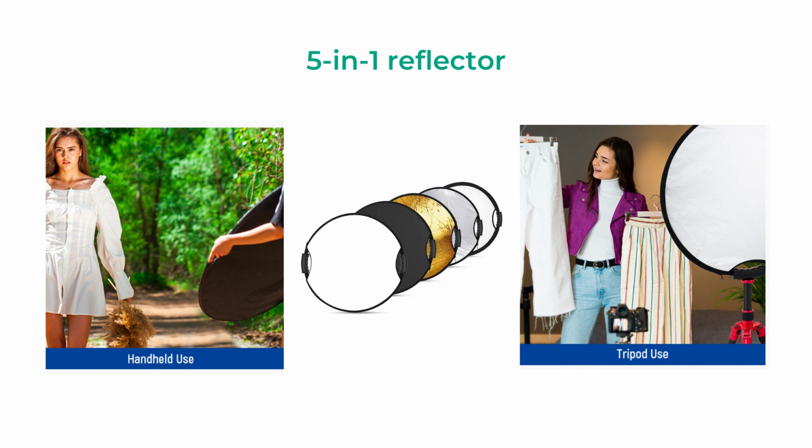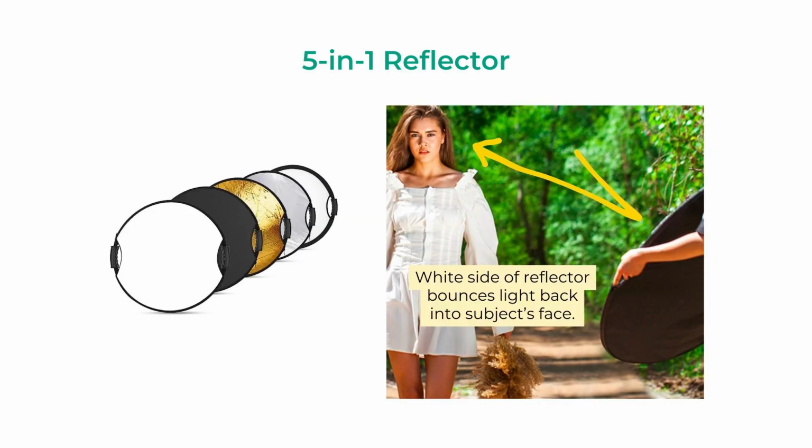But just some pictures of a 5-in-1 reflector in action. It can be used outside as well as indoors. In this picture right here, the sun is bouncing down into this white reflective surface and then bouncing directly into the subject's face here. And you can tell because her face is brightly lit. If this reflector wasn't there, then this part of her face would likely be much darker.